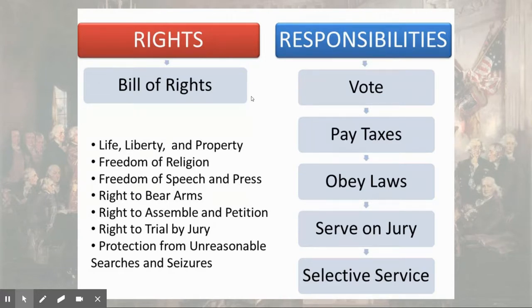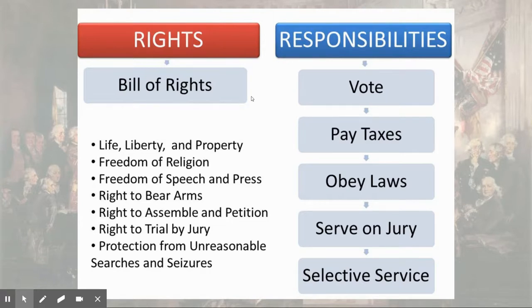Now, at the same time, understand that with that comes a specific amount of responsibilities and duties. All right, responsibilities are things such as voting. Paying taxes is actually considered a duty. Obeying the law is a duty. Serving on a jury is a required duty, as is selective service, or what happens in this country, the draft.